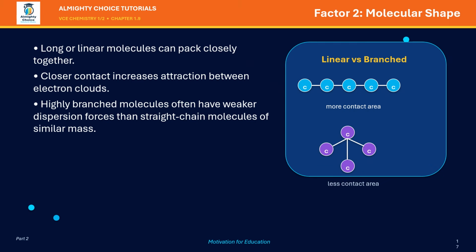The second factor is molecular shape. Long or straight molecules can touch each other over a large surface area, so their electron clouds attract more strongly. Branched molecules often have less surface contact, so their dispersion forces can be weaker. Even if the molecular mass is similar, shape affects how closely molecules can pack together.